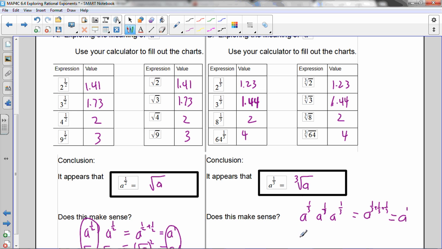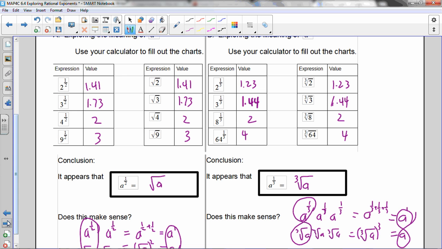But if I think of it as the cube root of a, and the cube root of a, and the cube root of a, well, that's just something times itself 3 times. That's the cube root of a cubed, but these are opposite operations. You cube root something, then cube it, you're just going to get back the same thing that you started with. So since these are the same, these must be the same. A to the exponent 1/3 is the same as the cube root.